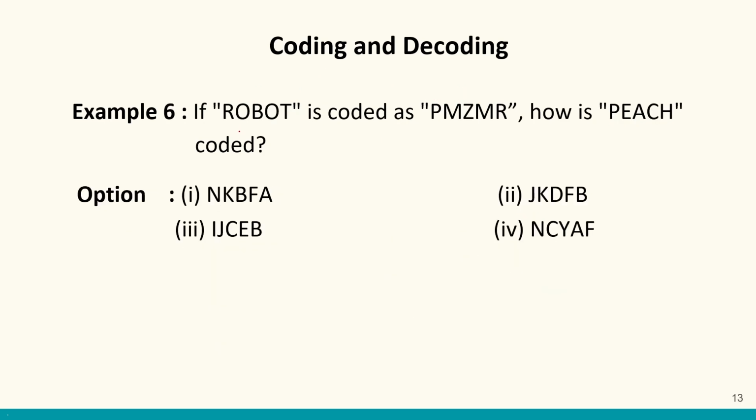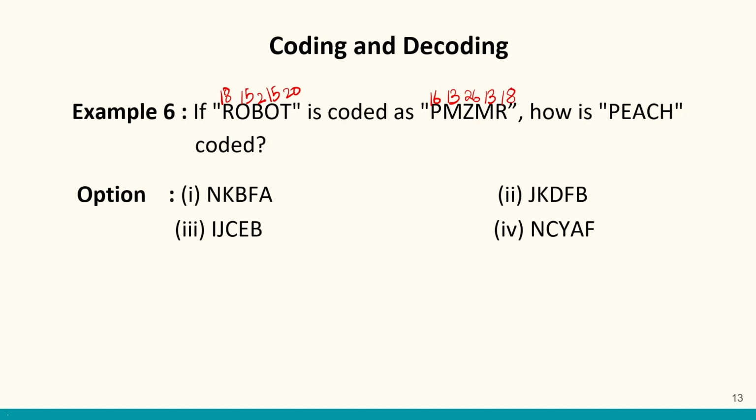Then similarly we have to find the pattern for ROBOT. So if I write the ranks, R is ranked at 18, O is ranked at 15, T is ranked at 20, B is ranked at 2. So if I look here, P is ranked at 16, M is ranked at 13, Z is ranked at how much? 26. M is ranked at 13 and R is ranked at 18.